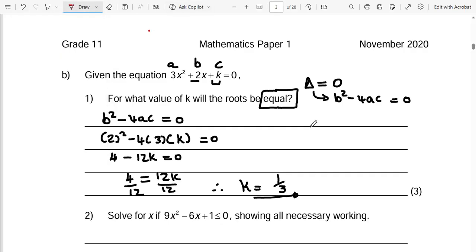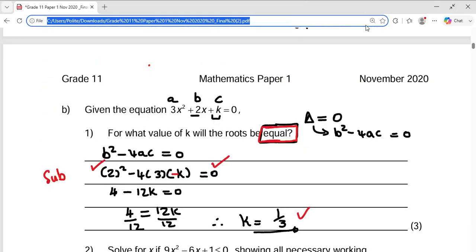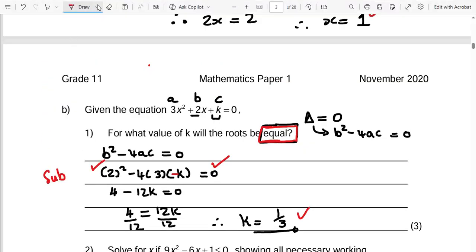Okay, so for this one, how are they going to give you the mark allocation? We know that there's a mark for the final answer. And then for understanding that equal means that the discriminant is 0, you're going to get a mark for equating this to 0. Then on the very same, you'll get another mark for the correct substitution. Sometimes you'll find that K is negative, and they need to see that negative in your substitution. I hope this makes sense. And that's it for this question. That's your value of K.